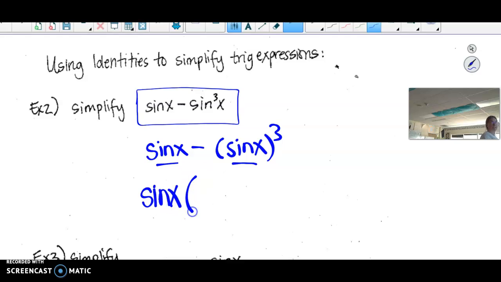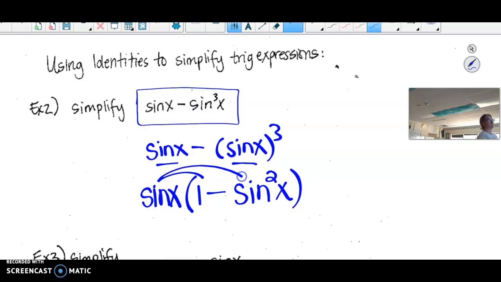So I'm going to pull out a sine of x, and what would be left inside the parentheses, I'm factoring out the sine of x, I have a 1 minus sine squared x left inside the parentheses. And if you think about it, if you distributed sine of x back through here again, we would get what we started with. But I don't want to do that because I'm trying to rewrite this in a simplified form.